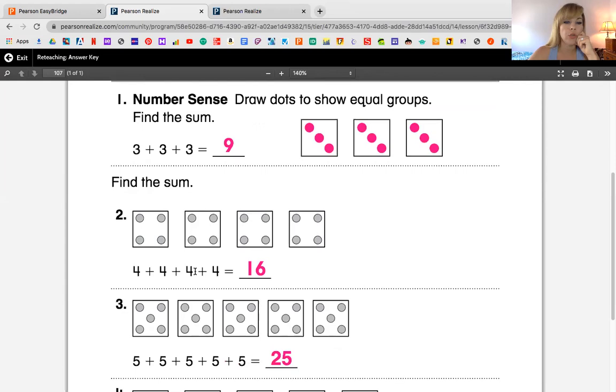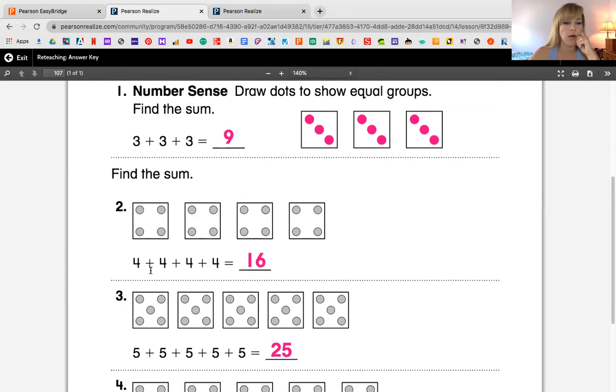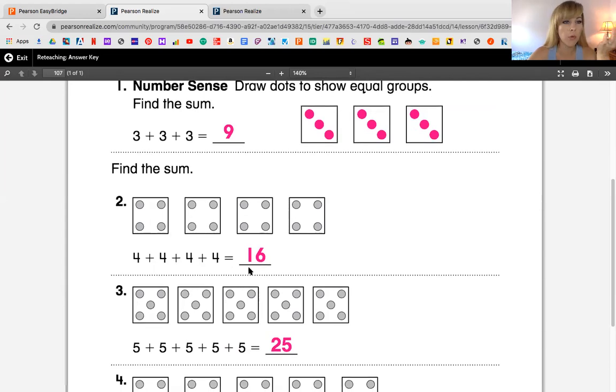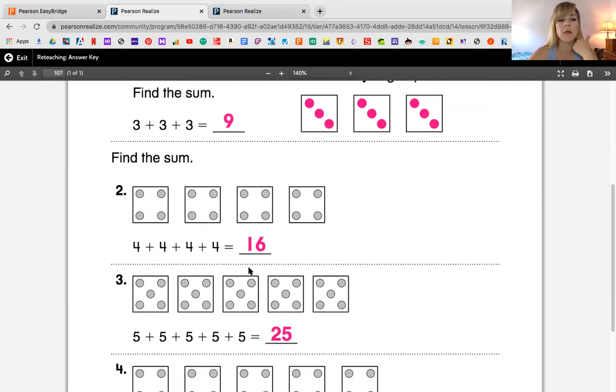Number 2, they're doing repeated addition with the number 4. They're adding 4, they're adding 4, they're adding 4, they're adding 4. They're adding the number 4 four times because here's one 4, a second 4, a third 4, and a fourth 4. So 4 plus 4 plus 4 plus 4 equals 16. And remember, the way that you can check your work is to count the dots.